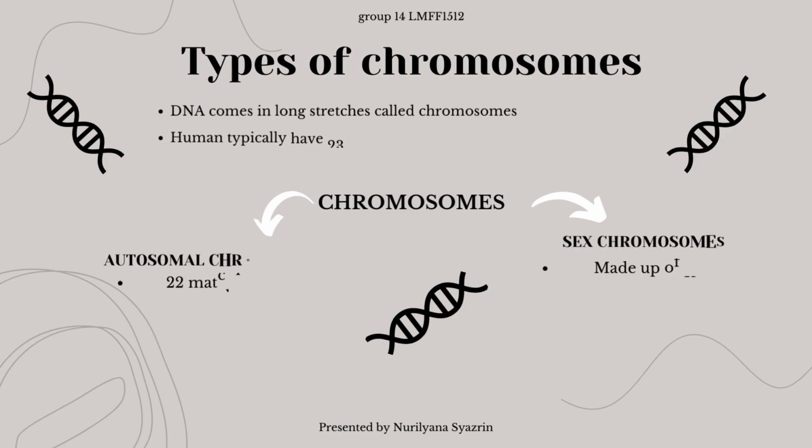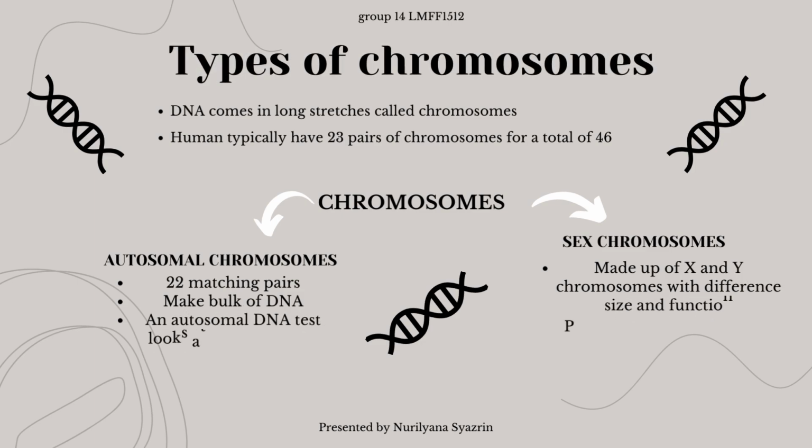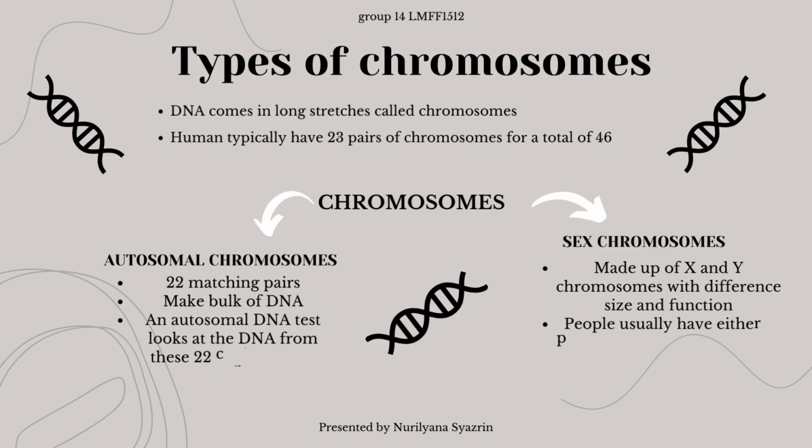Let me share some extra information about chromosomes. DNA comes in long strands called chromosomes. Humans typically have 23 pairs of chromosomes for a total of 46. There are two types of chromosomes, which are autosomal chromosomes and sex chromosomes. Autosomal chromosomes have 22 matching pairs and make up the bulk of DNA. An autosomal DNA test looks at the DNA from these 22 chromosome pairs, while sex chromosomes are made up of X and Y chromosomes of different sizes and functions. People usually have either a pair of X chromosomes or an X and a Y chromosome.